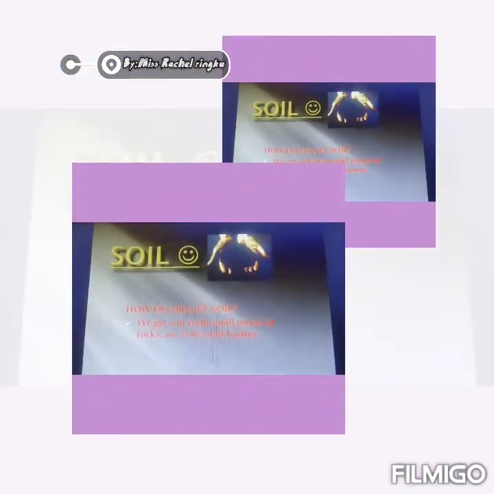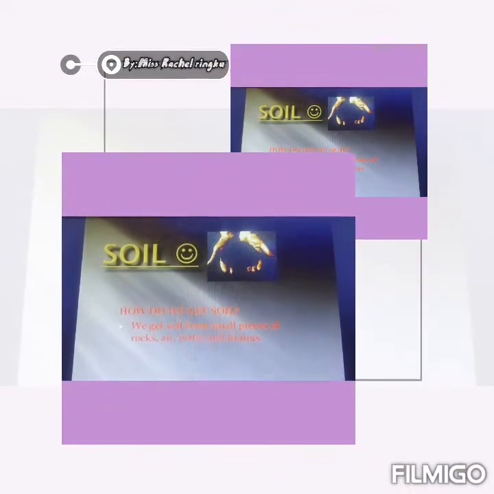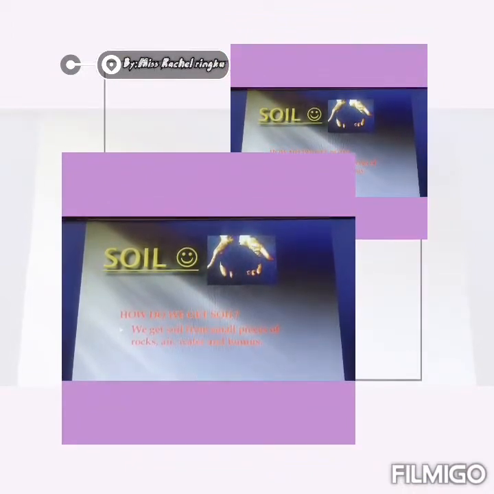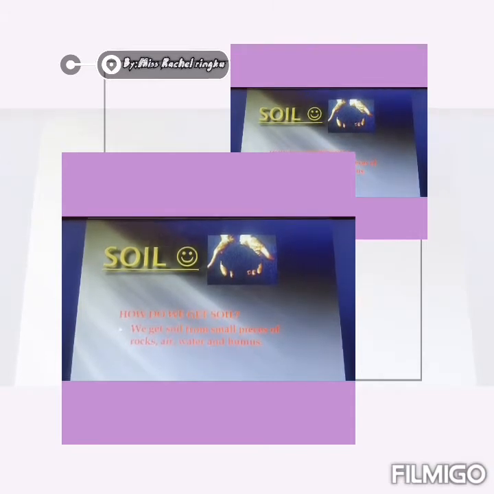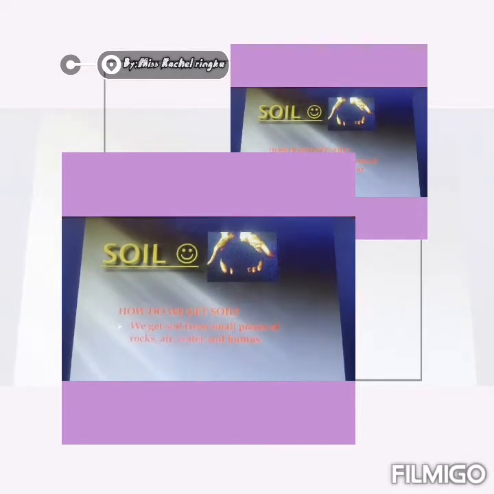Now we're going to learn about soil. How do we get soil? As shown in the picture, the person is holding soil. How do we get soil? We get soil from small pieces of rocks, air, water, and humus.